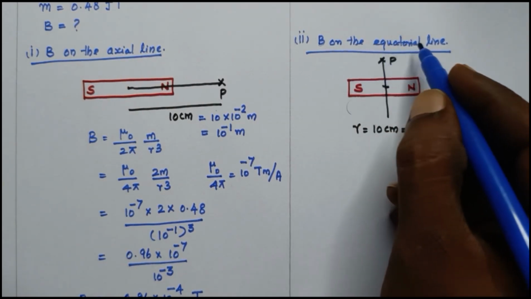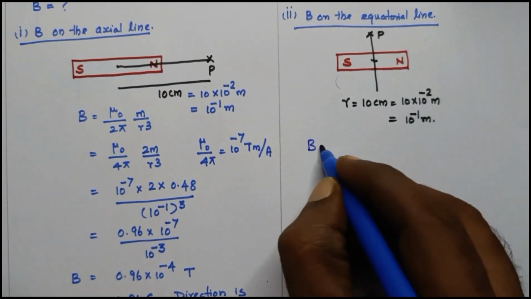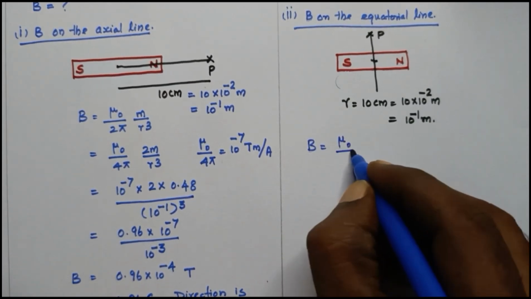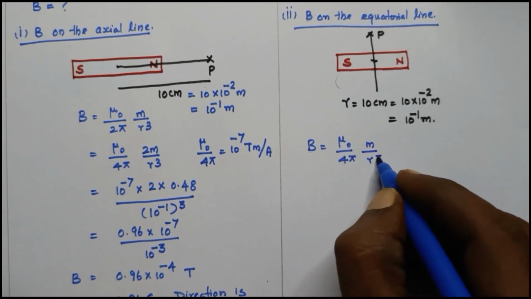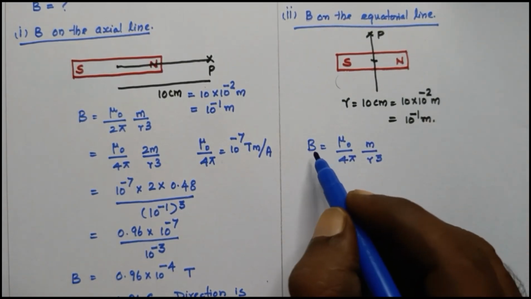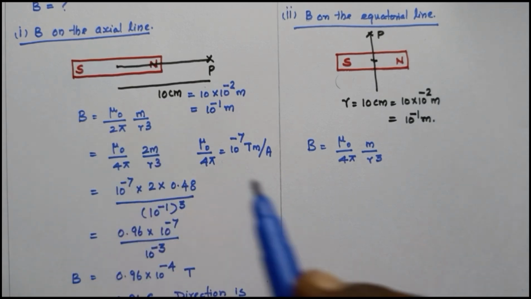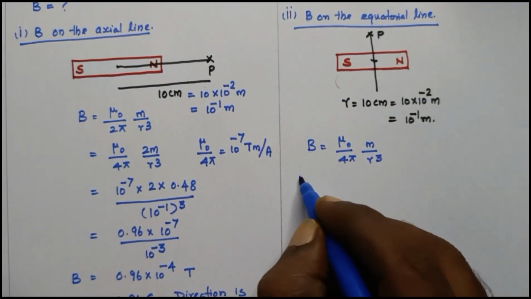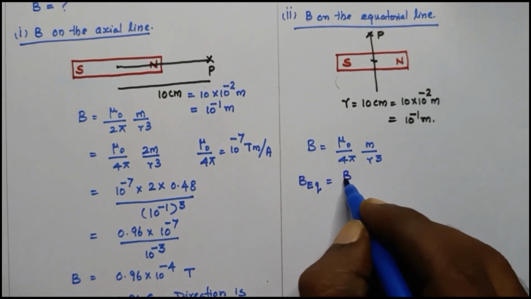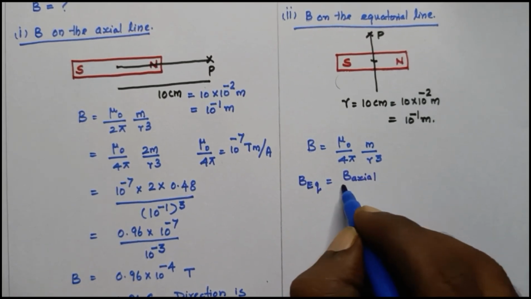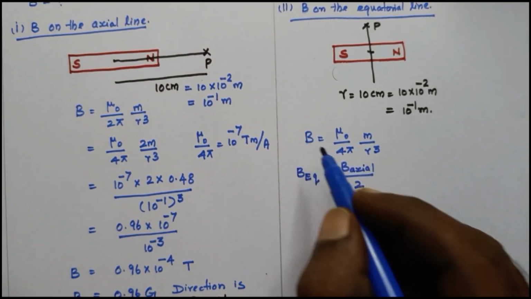The magnetic field on the equatorial line is given by B is equal to mu 0 divided by 4 pi, m by r cube. The magnetic field on the equatorial line is half of the magnetic field on the axial line. That is, B equatorial is equal to B axial by 2. This is the formula we are going to use to calculate the magnetic field.